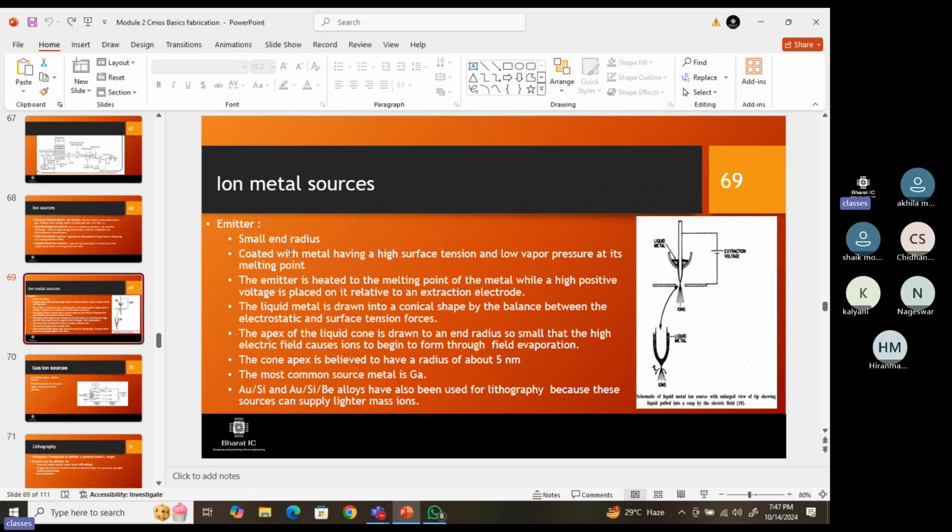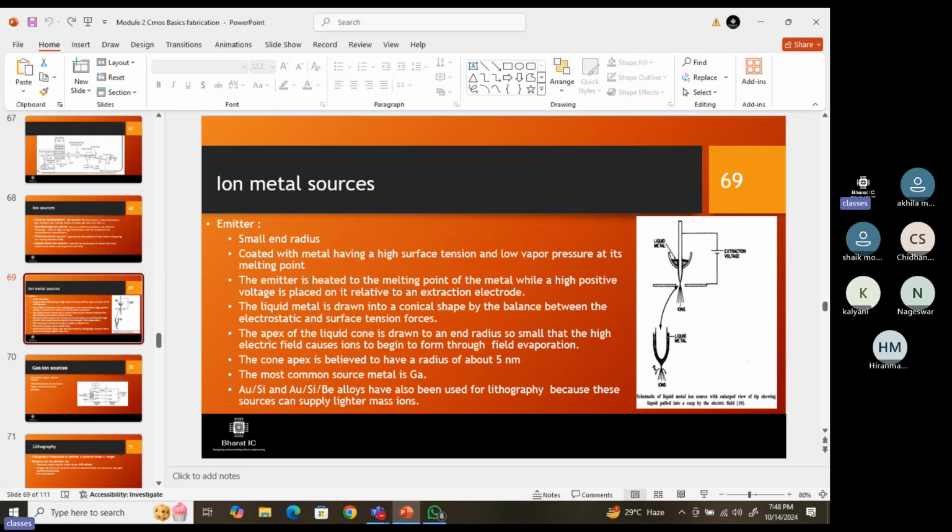These are very detailed concepts related to ion beam lithography. Majority of the times, no one is going to ask you these concepts, so you can avoid these things, but here we have to study.